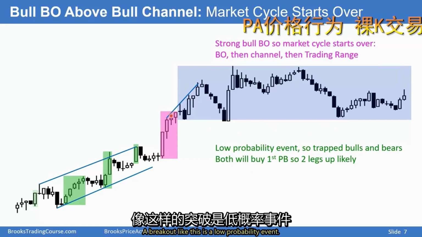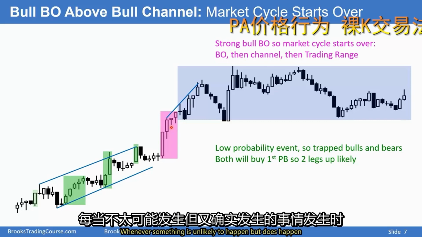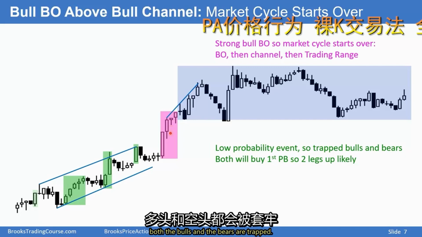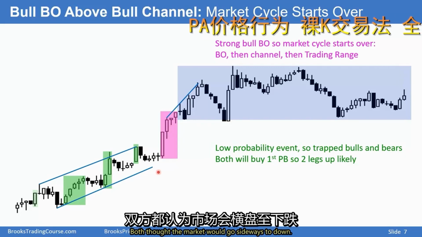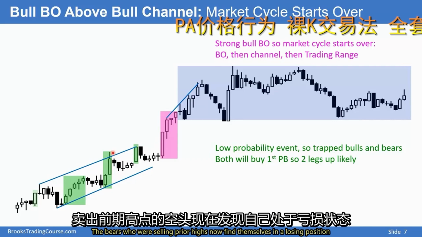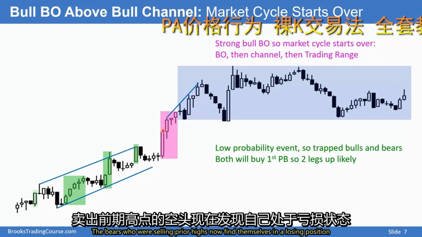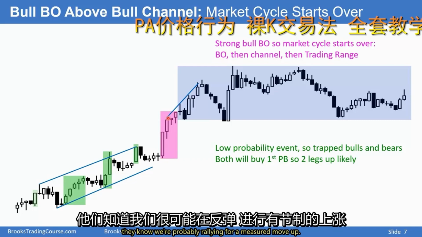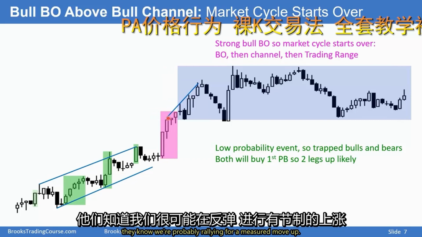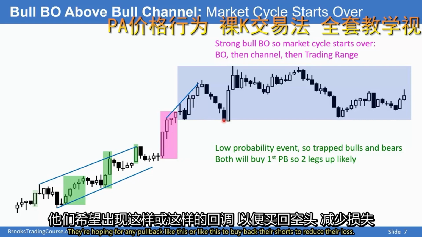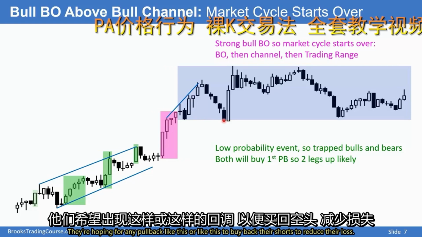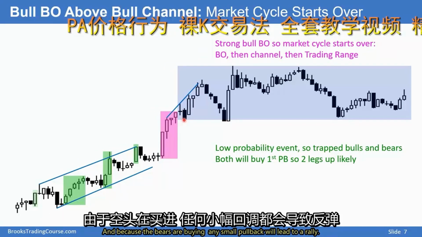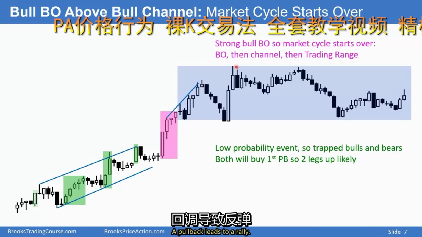A breakout like this is a low probability event. Whenever something is unlikely to happen, but does happen, both the bulls and the bears are trapped. Both thought the market would go sideways to down. Instead, it went up. The bears who were selling prior highs now find themselves in a losing position, and when they see a pair of consecutive bull trend bars like this, they know we're probably rallying for a measured move up. They're hoping for any pullback like this or like this to buy back their shorts, to reduce their loss. And because the bears are buying, any small pullback will lead to a rally. A pullback leads to a rally.